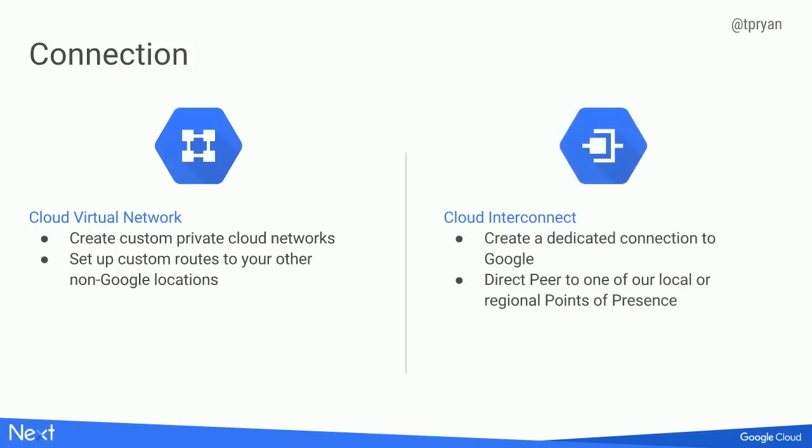We also have Cloud Interconnect, which is kind of cool. You directly peer to Google. If you are doing a lot of business with us and transferring a lot of data from your network to our network, it may be cost effective for you.